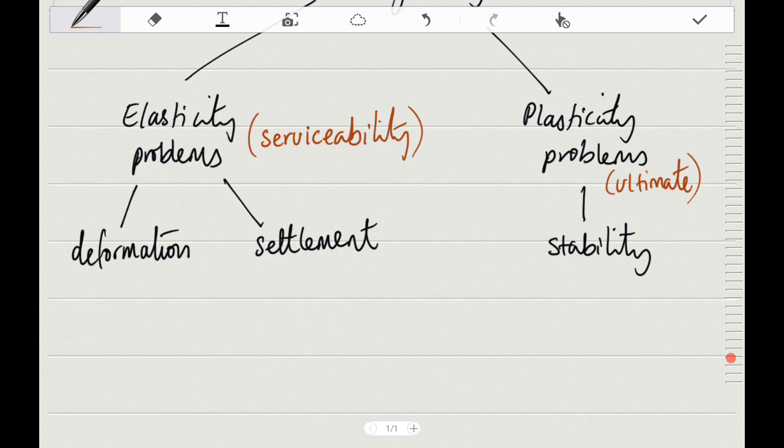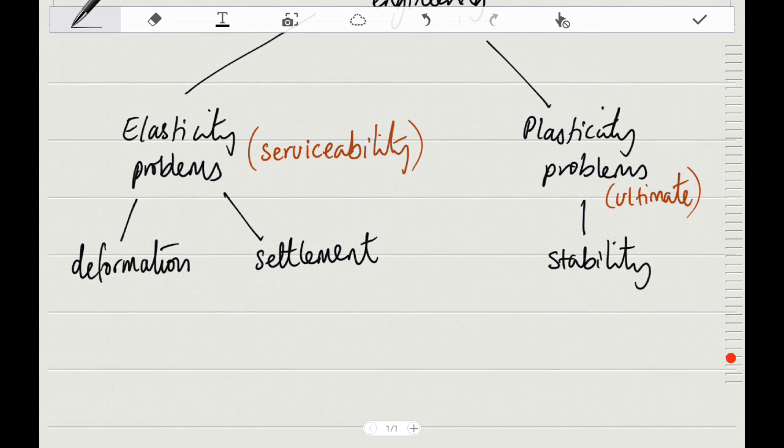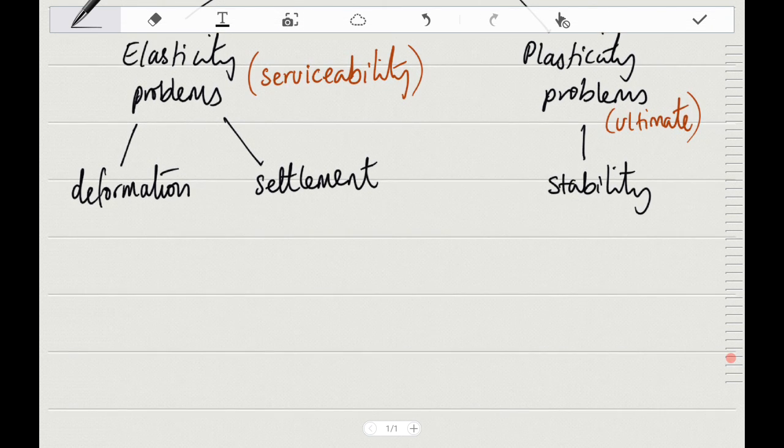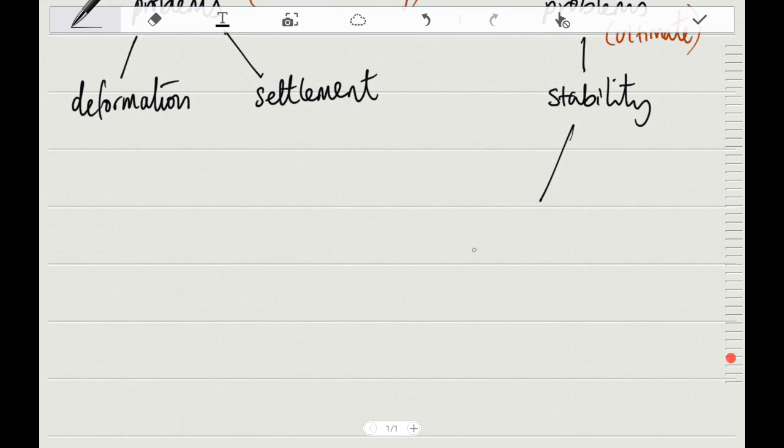Right? So the codes refer to the stability problem as ultimate limit state. The only thing is that the codes don't specify how ultimate limit state is required. So there are multiple ways in which you could calculate ultimate limit state for your soil, for your structure. And so this video will obviously be focusing on plasticity problems.